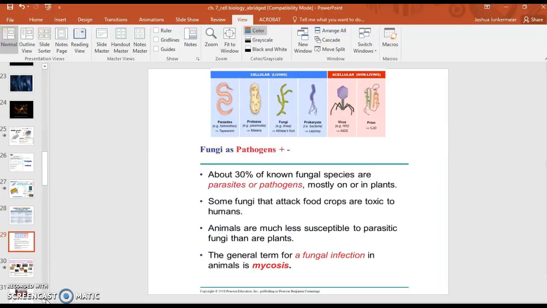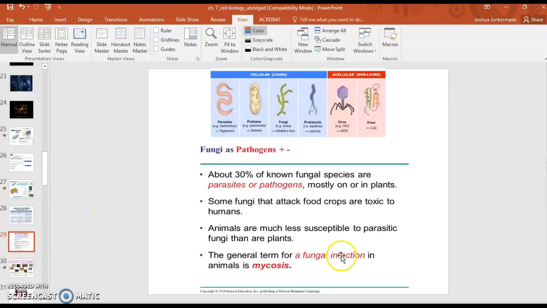Slide 29 is recognizing that some pathogens aren't just bacterial. It's very common to have pathogens in our environment that are eukaryotes. And a specific eukaryote is fungi. It says about 30% of known fungal species are pathogens. It says some fungi attack food crops and are toxic to humans. That's what happens when you see the mold on old food. We tend not to eat the old food when it has that fuzz on it because that fungus can be toxic to us. It says animals, like humans, aren't as susceptible to fungus as plants, so plants have a harder time defending themselves from fungus than animals.